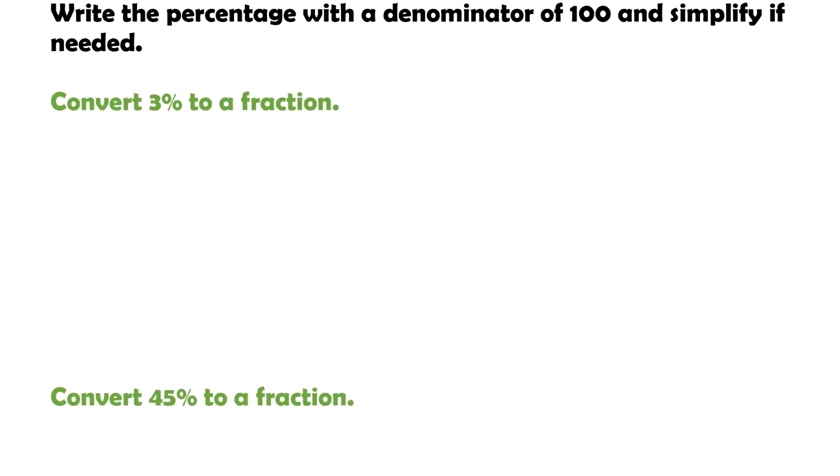We want to write it as a fraction. So our 3%, we rewrite it as, I'll put an equal sign instead, 3 over 100. You check if you can simplify it. In this case, we can't, so that's it. Alright, and we move on to the next one.